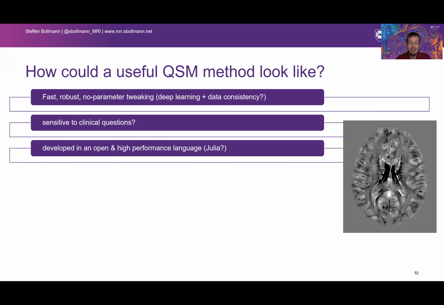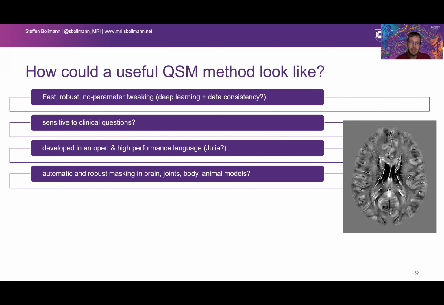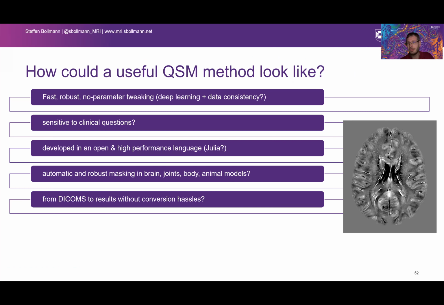Then also, I think the next QSM method should be developed in an open and high performance language, for example Julia, so that it can be widely used and distributed and not just based on a proprietary language. Then it should have a feature that we can automatically and robustly mask brain, joints, body, or animal models. Also, most of the methods start at NIfTI files, and the scanners give us DICOM data. A lot of people struggle with the conversion from DICOM to NIfTI and then extracting the right information like the echo time and the field strength. So I think we should start from DICOM.